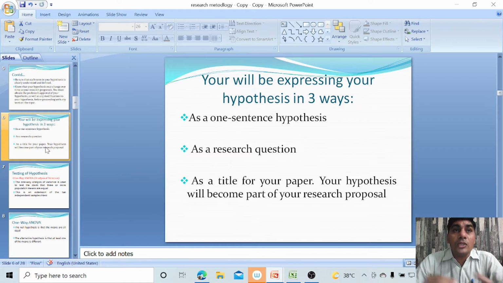That means your hypothesis may be the title of your research paper. You have to present a research paper. You have to prepare a research paper on your hypothesis. This hypothesis will become a part of your research proposal, because before going to your research proposal, you have to finalize your hypothesis. After you finalize your hypothesis, you come to your research proposal.